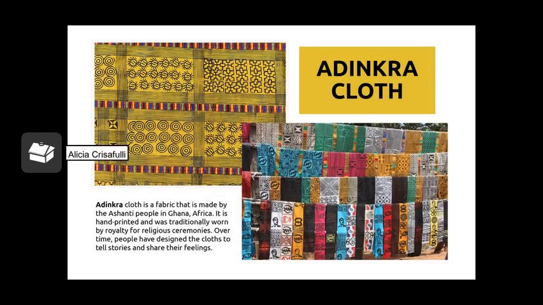Okay, here are some examples of what the Adinkra cloth looks like with the Adinkra symbols on them. You can see the repeated pattern of certain symbols in these blocks and the bright colors. Adinkra cloth is a fabric that is made by the Ashanti people of Ghana, Africa. It is hand printed and was traditionally worn by royalty for religious ceremonies. Over time, people have designed the cloths to tell stories and share their feelings.